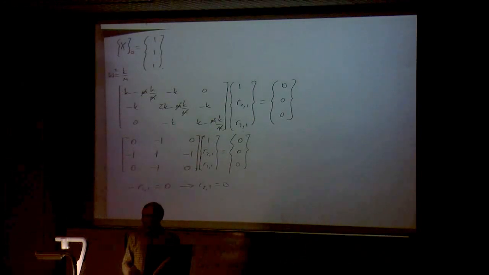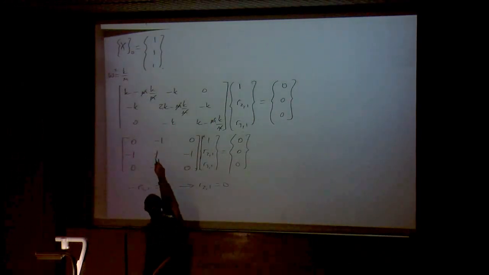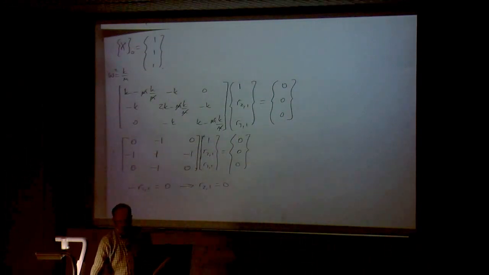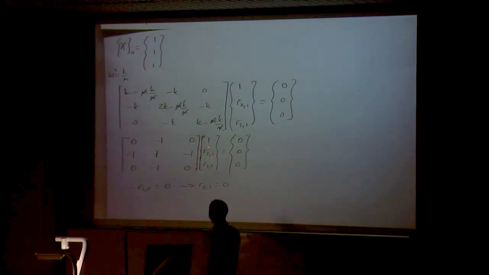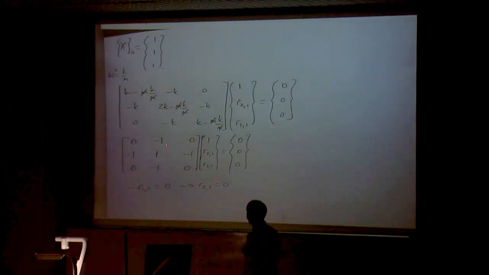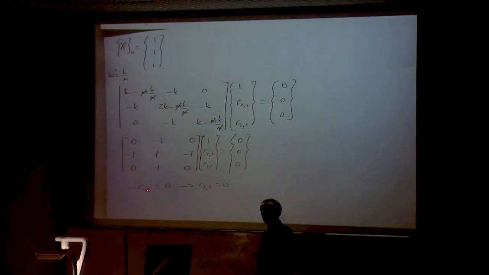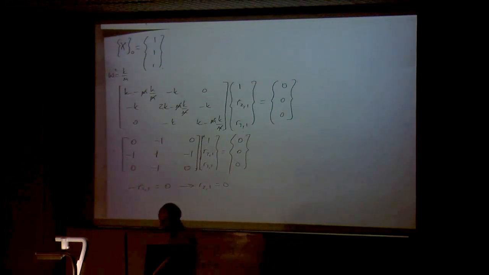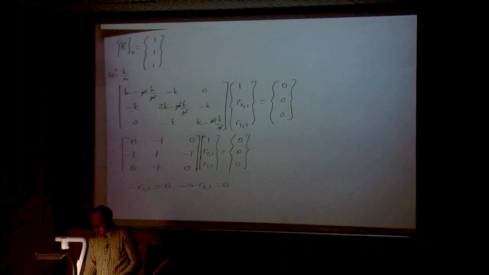So let's take the first line, the first row, multiplied by the column, so you have 0 times 1, plus minus 1 times R21, plus 0 times R31, equals 0. Okay? So obviously the only term in there is minus 1 times R21, so you have minus R21 equals 0, therefore R21 must equal 0. Okay, makes sense.